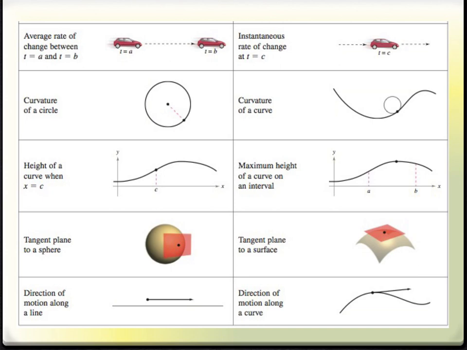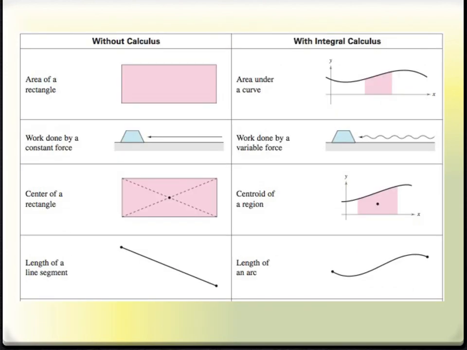In pre-calculus, you can find the direction of motion along a line, right? Very rigid shape. And in calculus, you can find it along a curve. Some three-dimensional kind of things are showing up on this one. You can find the area of a rectangle without calculus. That's a pre-calculus topic. You've been doing that since elementary school. But in calculus, you can do it for any arbitrary curve down to the x-axis, so the area under a curve. Without calculus, you can find the work done using a constant force. With calculus, you can do this with a variable force.